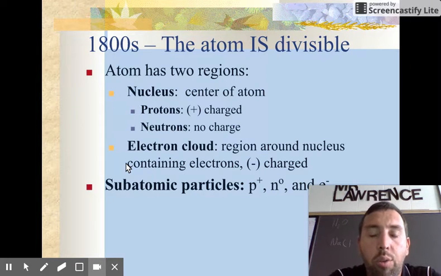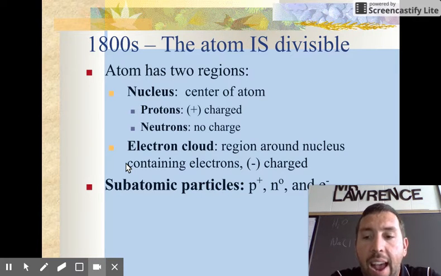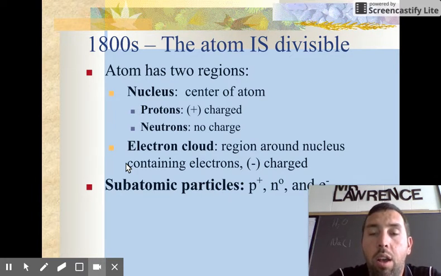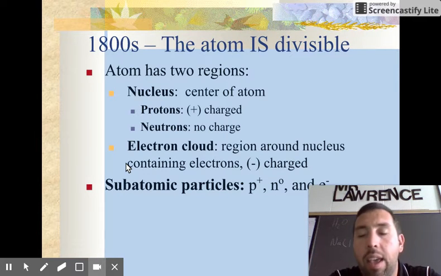So what we can see here after watching that video is that atoms are divisible, that there is something smaller called an electron that actually makes up the atom. And so what we thought to be true about an indivisible atom is not correct. It can be broken up.